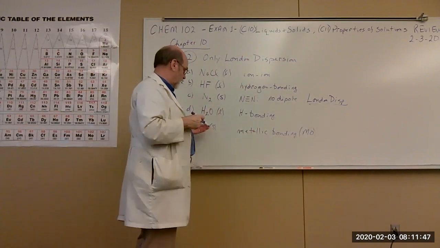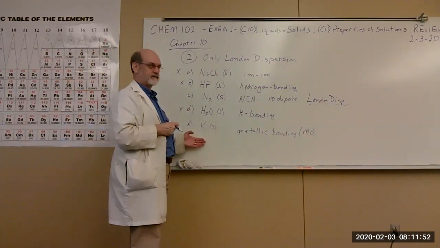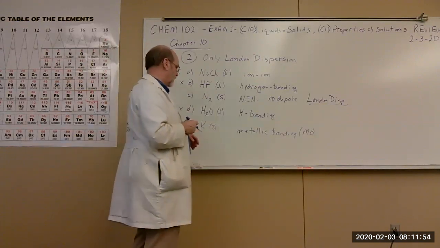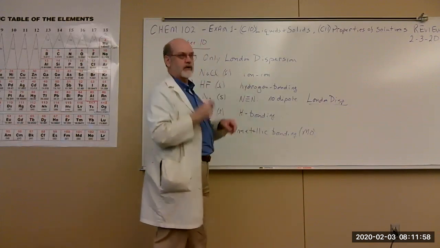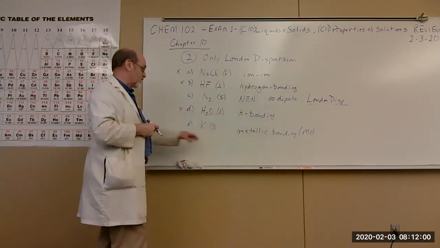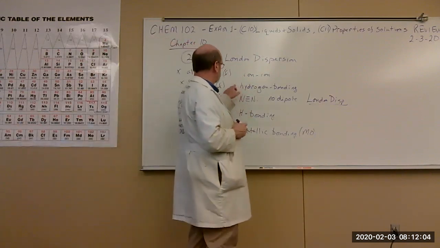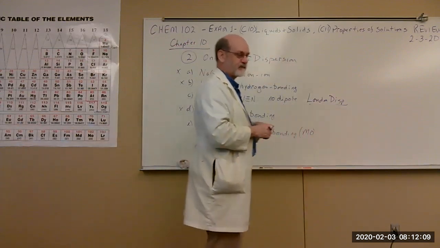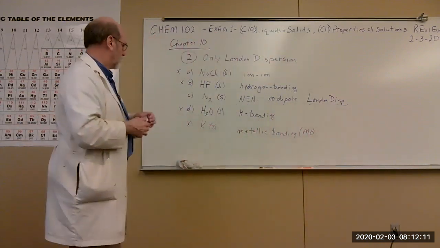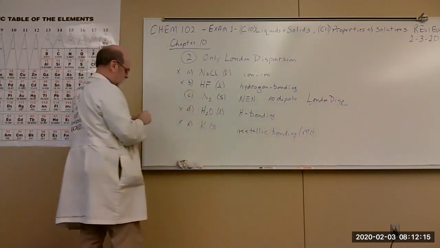That's why they conduct electricity, they conduct heat very efficiently. But the bonding is much, much stronger than London dispersion. And it's permanent, right? These are all permanent, permanent, permanent, permanent. These are transient. That's why they're so weak. So the answer to that one is C.